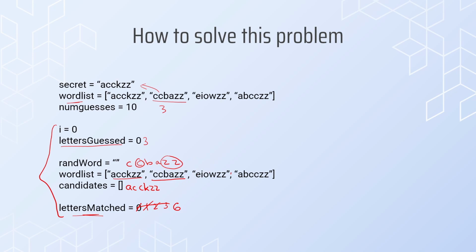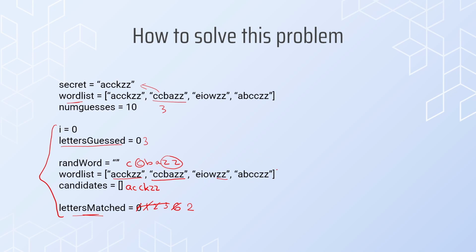Moving on, I go into the next word, and I notice that this is going to give me 2 because E is not equal to C, I is not equal to C, O is not equal to B, W is not equal to A, and then the last 2 Z's are equal to one another in the random word. So in this case, my letters matched are equal to 2. Comparing the letters matched with letters guessed is going to tell me that this third word in my word list is also not going to be added into candidates.